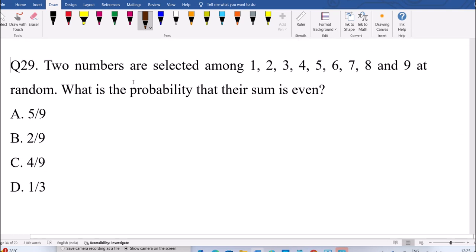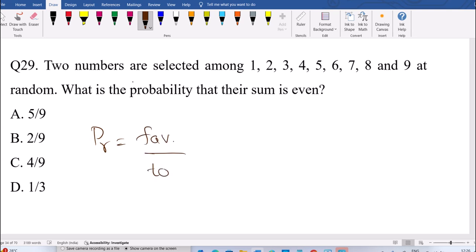Now probability, we got a probability related question. Two numbers are selected among 1, 2, 3, 4, 5, 6, 7, 8 and 9 at random. What is the probability that the sum is even? Probability is favorable out of total. Can anyone say what the total is here? How many numbers do you have? You need to select 2, 9C2, which is 9 into 8 divided by 2.